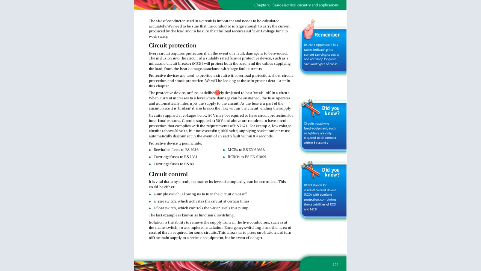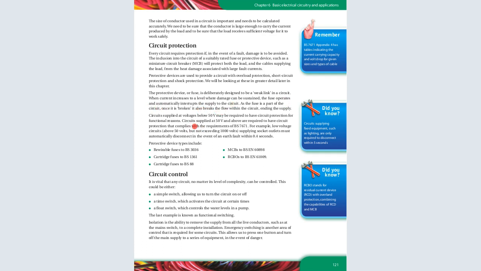So when we have things like circuit breakers, they are able to protect the load, that is our appliances or the whole circuit, from things like overload. When there is an overload, the circuit breaker comes in and cuts off the supply. Or when there's a short circuit, instead of damaging the appliances, the circuit breaker comes in to protect the circuit. Now, the protective device or fuse is deliberately designed to be a weak link in a circuit. When the current increases to a level where damage can be sustained, the fuse operates and automatically interrupts the supply of the current.